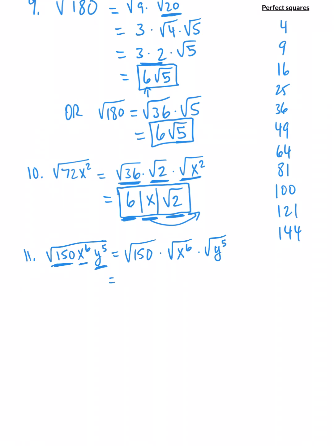So what is the biggest perfect square that goes into 150? 25. 150 is 25 times 6.